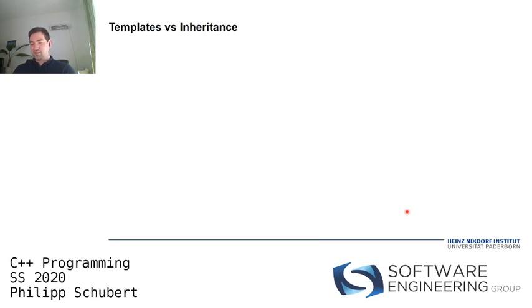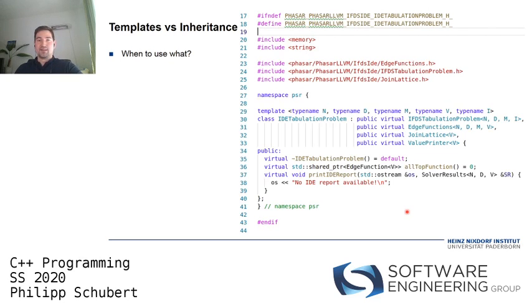What else can we compare? So we can also compare templates versus inheritance. So let's talk about the differences between templates and inheritance. So when to use what? That's probably a good question which we should answer. Both of those concepts are orthogonal to each other. So that means you can use templates and inheritance together. And most real-world software projects also do that.